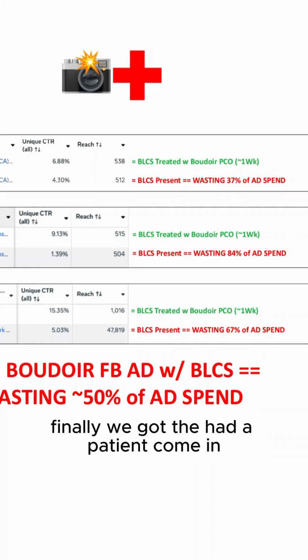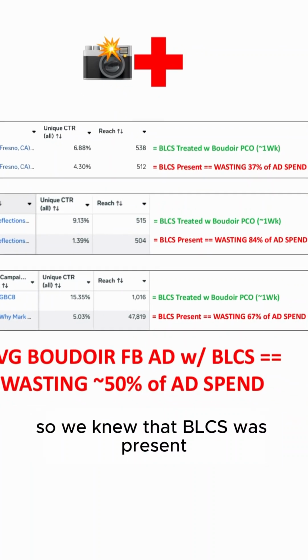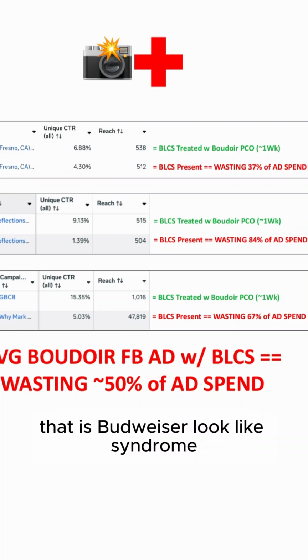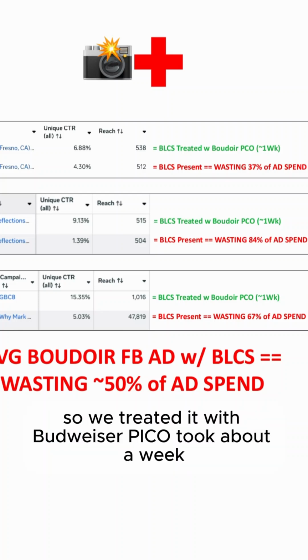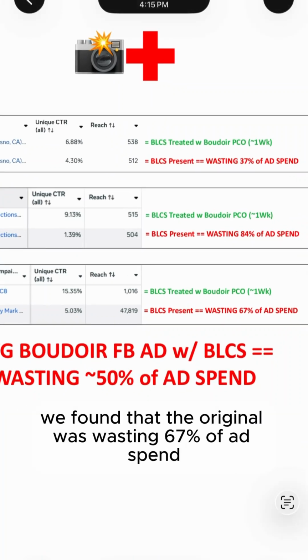Finally, we had a patient come in. His unique CTR was 5.03%. So we knew that BLCS was present. Unique CTR under 6% means BLCS is present. That is boudoir low click syndrome. So we treated it with boudoir Pico. Took about a week. Got the unique CTR up to 15.35%. So we found that the original was wasting 67% of ad spend.